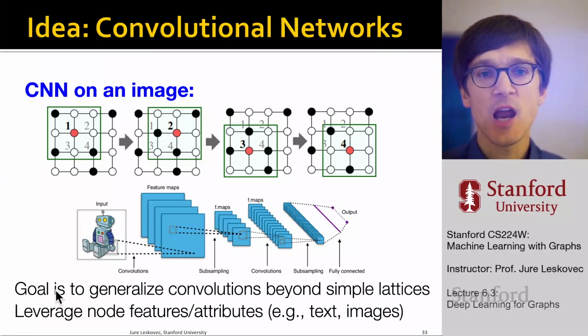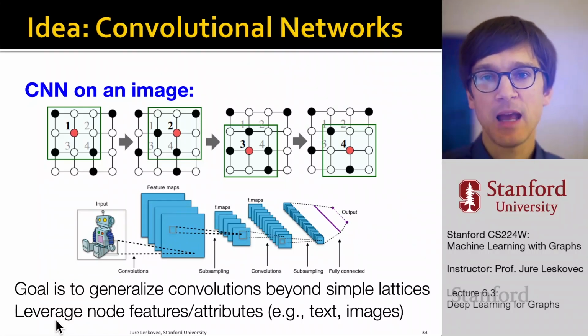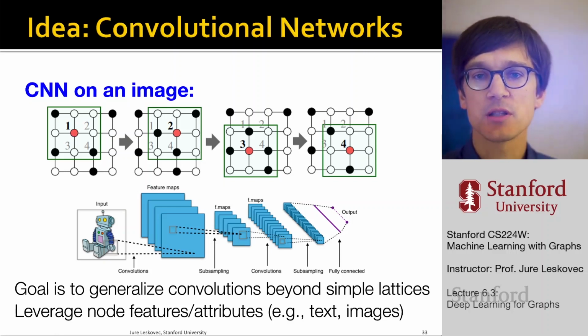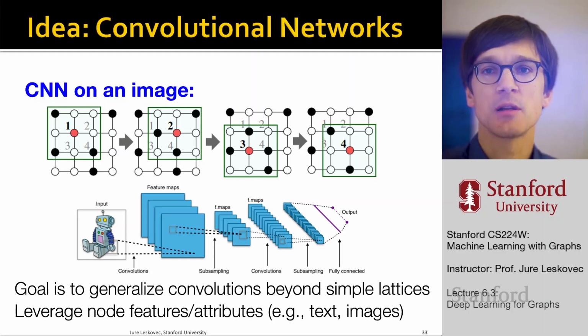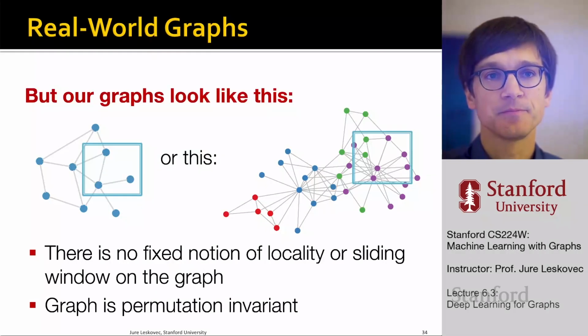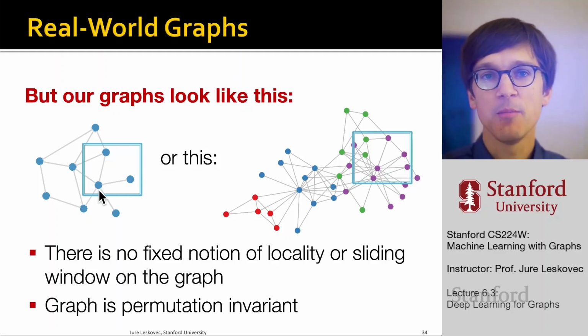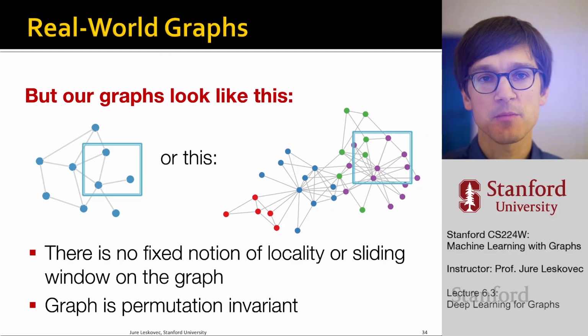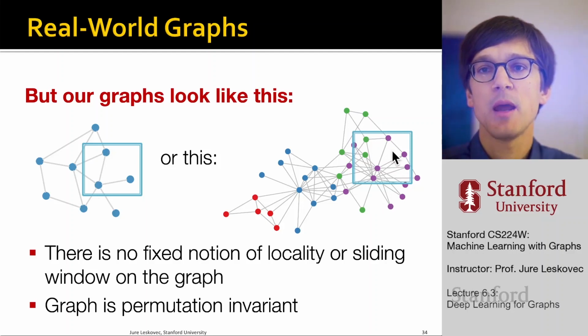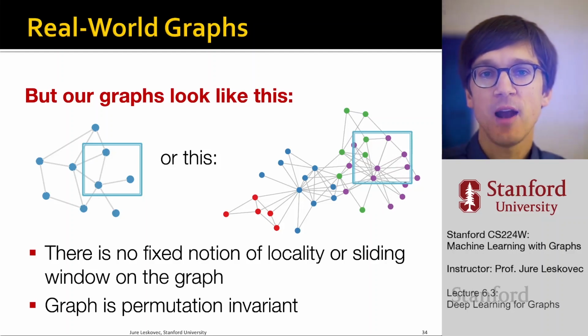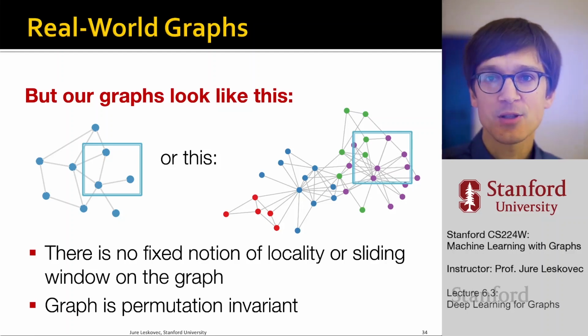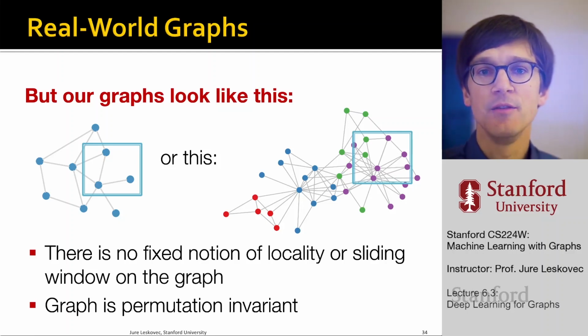Our goal here is to generalize this notion of convolution between simple lattices, beyond simple matrices, and also leverage node features and attributes, like, for example, text or images that might be attached to the nodes of the network. The issue is that our networks are much more complex. So defining the notion of a sliding window, let's say a 3x3 window, is very strange, because maybe in some case the sliding window may only cover 3 nodes. In other cases the sliding window may cover many more nodes, and it's unclear how to define this notion of a window, and then it's also unclear how to define the notion of sliding the window over the graph.